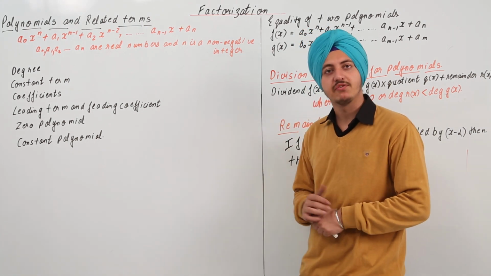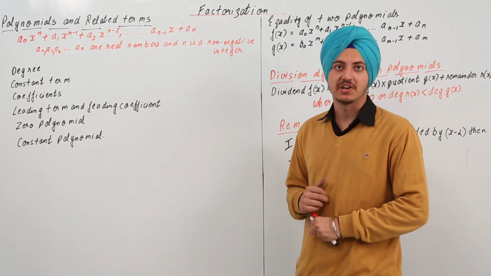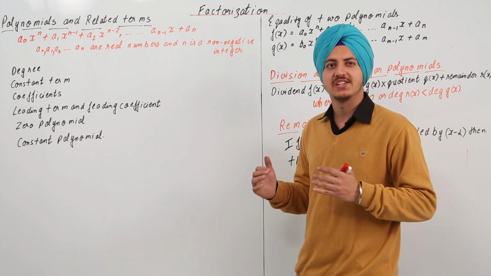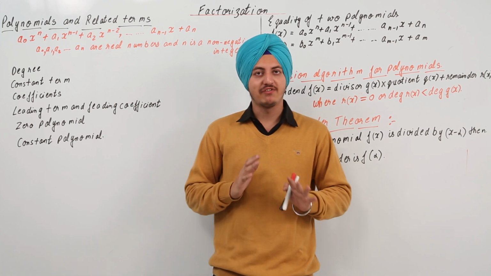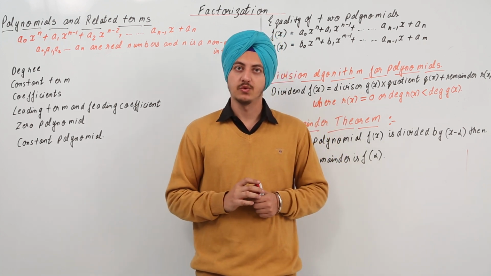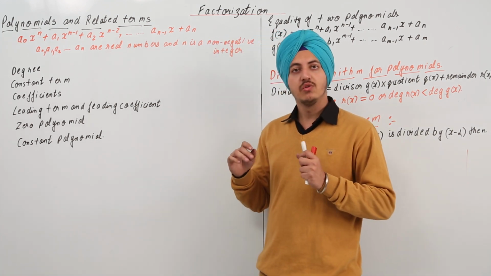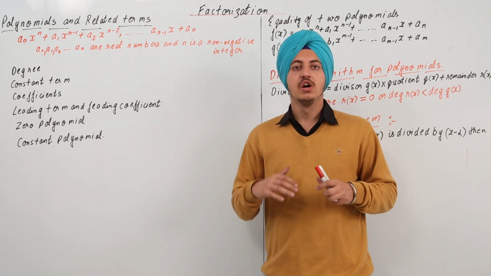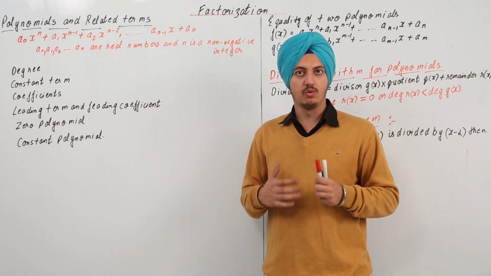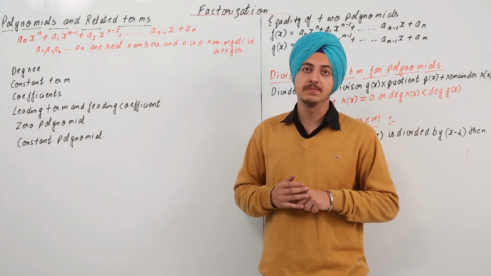Now the next chapter that we have to do over here is factorization. In this chapter we have polynomials and factorization of polynomials. There is also division of polynomials, etc. So we will be covering polynomials.